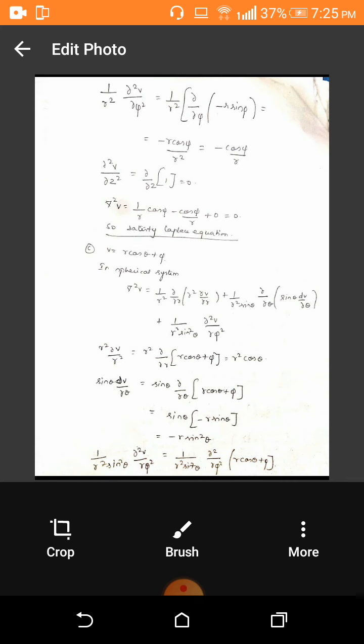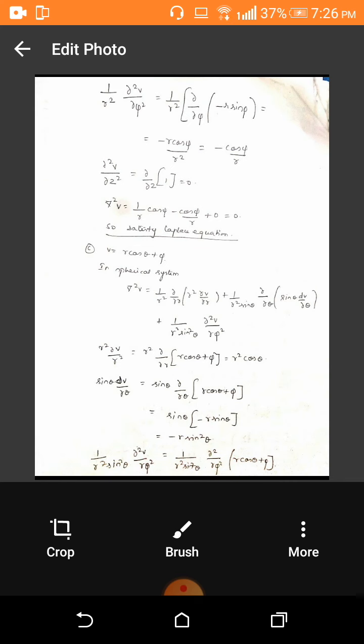So first what we are going to find? We are going to find r square dou V by dou r. So for that you will be writing r square dou by dou r into your expression r cos theta plus phi. So we are going to differentiate with respect to r. So you will be getting r square cos theta.